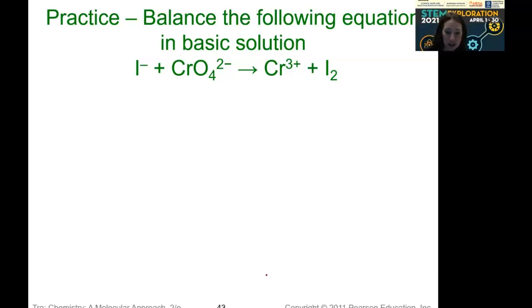We're going to balance this in a basic solution, right? So this is in a basic solution. So try this and then we're going to go over it in a few minutes.